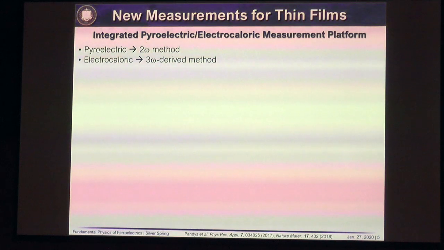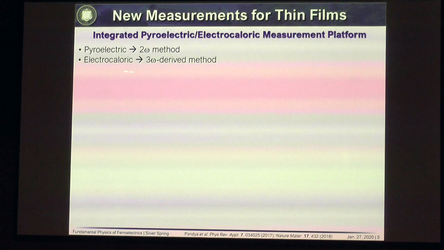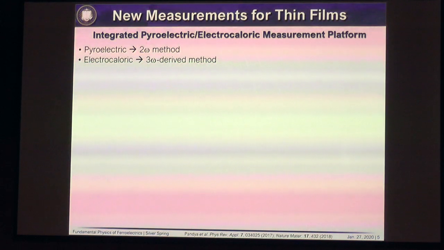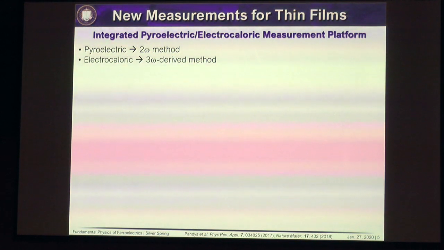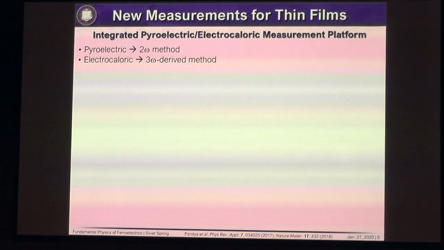And so we're going to measure pyroelectric effects using what's called a 2 omega method, and we're going to measure electrocaloric effects using what's called a 3 omega or a 3 omega derived method. This is a measurement used in the thermal transport community that we've adapted for these materials.